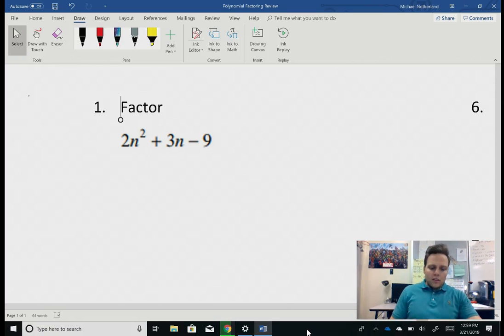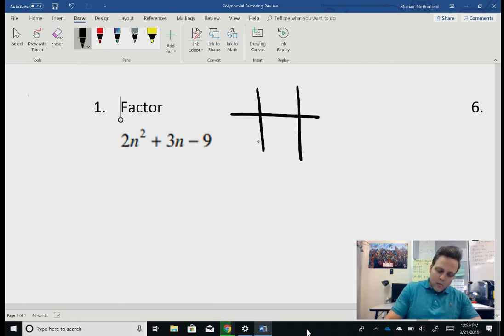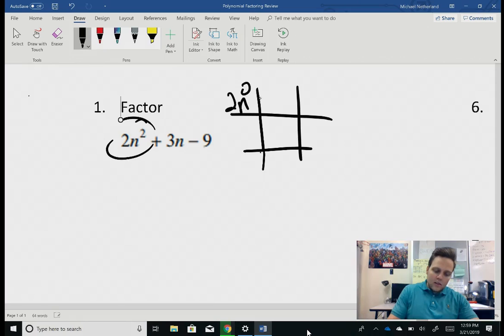Number one, as you can tell, is a three-term polynomial. So that's called a trinomial. When we have trinomials, we factor them through the process we do in my class. It's called tic-tac-toe. To start this problem off, we draw a tic-tac-toe box. After we've drawn the box, what goes in the top left is the quadratic term. In this case, that's 2n squared.